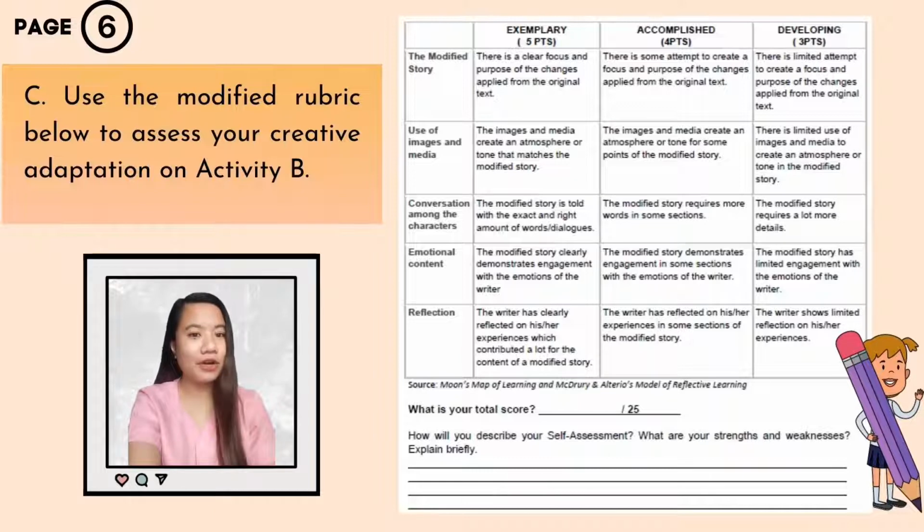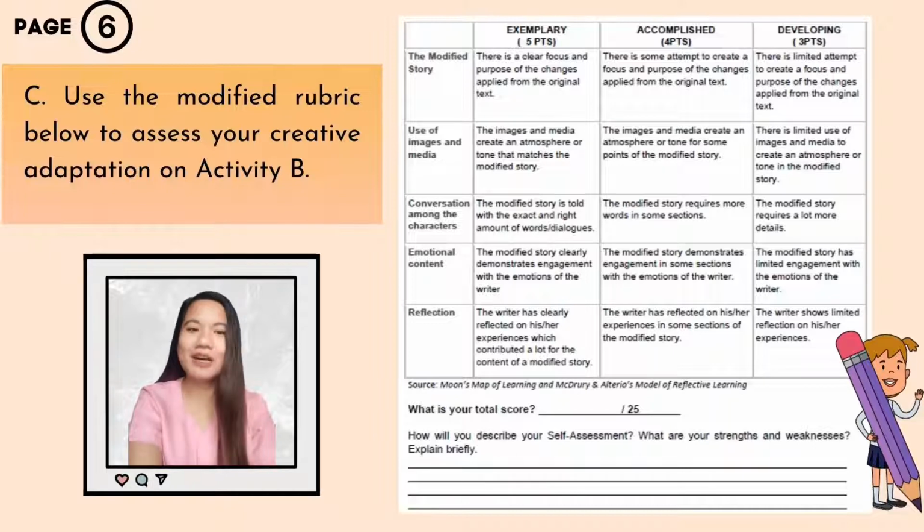And now, for the use of images and media. You can get exemplary, or 5 points, if the images and media create an atmosphere or tone that matches the modified story. You can get accomplished, or 4 points, if the images and media create an atmosphere or tone for some points of the modified story. And then 3 points are developing if there is a limited use of images and media to create an atmosphere or tone in the modified story.